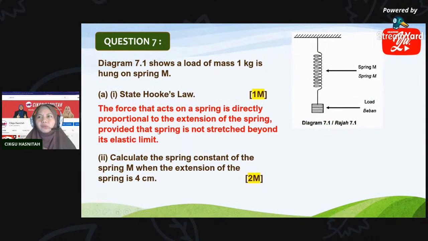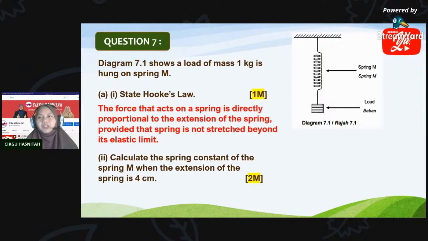Hooke's law refers to the force that acts on a spring. It says that the force acting on a spring is directly proportional to what? Proportional to the extension of the spring, provided that the spring is not stretched beyond its elastic limit. So there are a few keywords you must insert here. Number 1, force. Directly proportional. Extension. Elastic limit. Not stretched beyond elastic limit. That is Hooke's law.